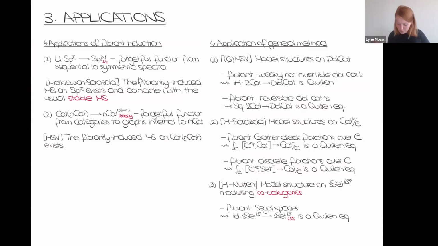And one last example that I like to mention is work in progress with Joost Nuiten. We put a model structure on simplicial spaces that still models infinity categories, but where the fibrant objects are not the complete Segal spaces, but just the Segal spaces. In fact, the completeness condition goes into the cofibrant objects instead. A cofibrant object is going to be a simplicial space which has a homotopically discrete space of objects. And it's indeed modeling infinity categories, because it's equivalent to the complete Segal spaces.